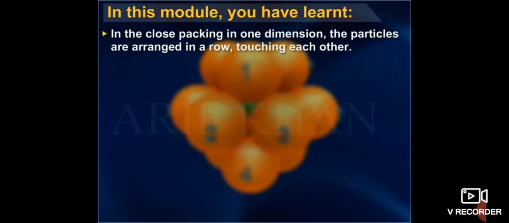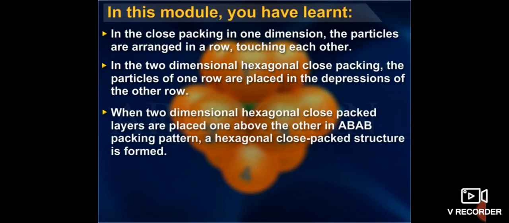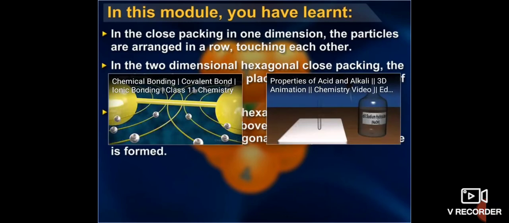In this module, you have learnt, in the close packing in one dimension, the particles are arranged in a row touching each other. In the two-dimensional hexagonal close packing, the particles of one row are placed in the depressions of the other row. When two-dimensional hexagonal close pack layers are placed one above the other in AB-AB packing pattern, a hexagonal close pack structure is formed.